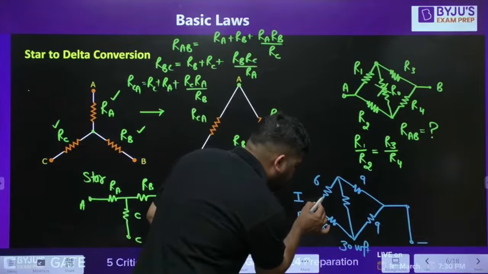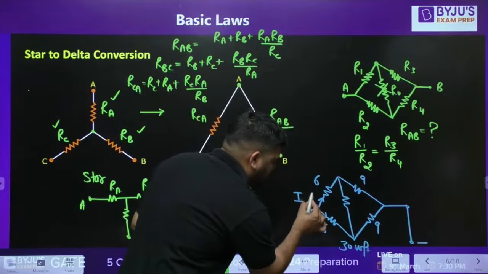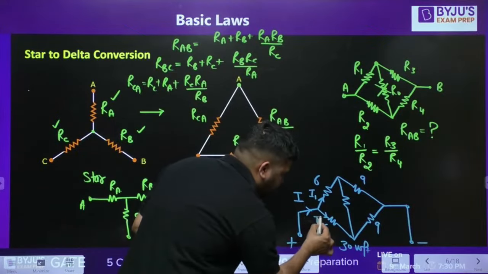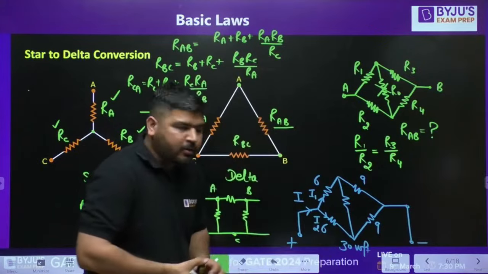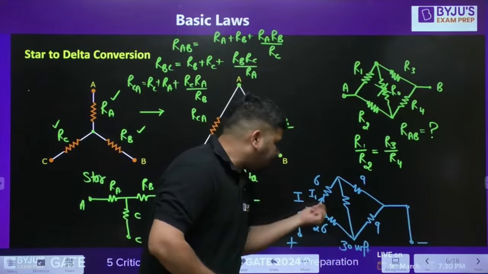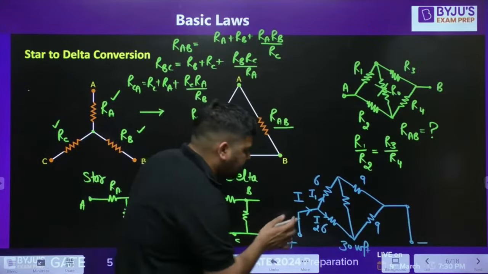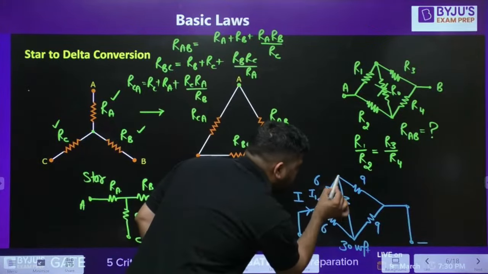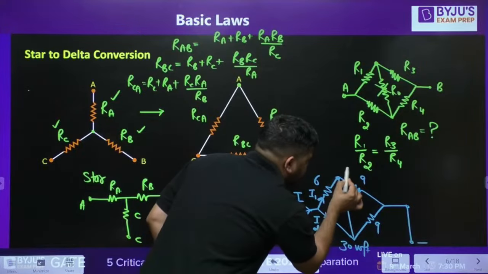And that current will be divided into 2 paths. Let's call it I1, let's call it I2. I don't want to know these values, okay? But let's say that this current is divided. If the bridge is balanced, whatever current is coming like this, the same current will go in this side.